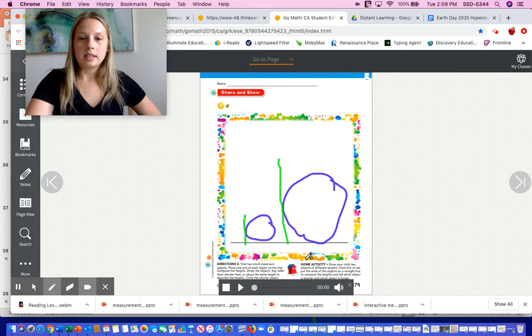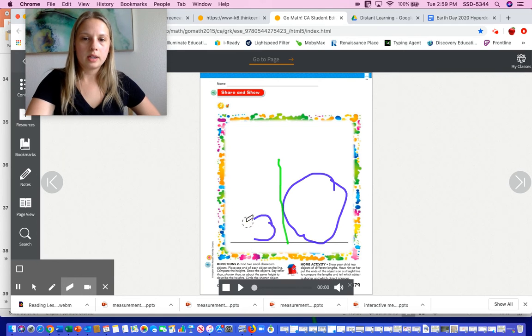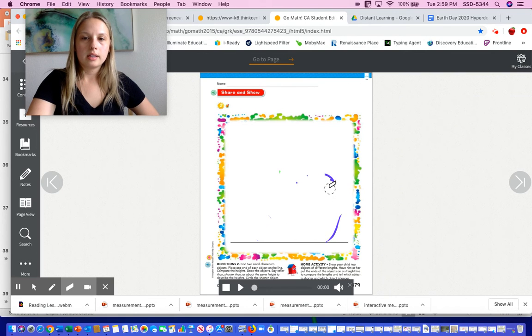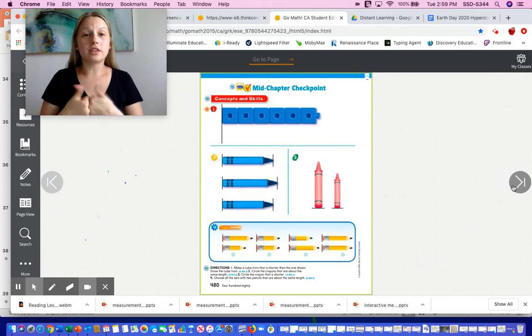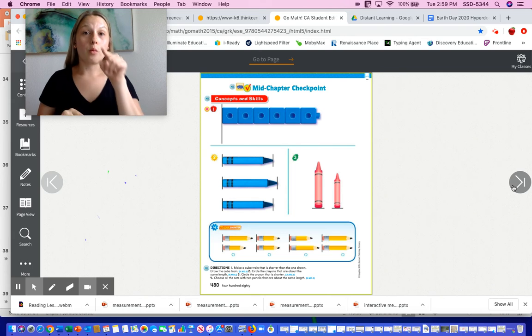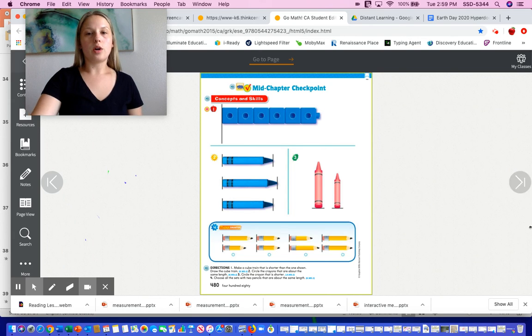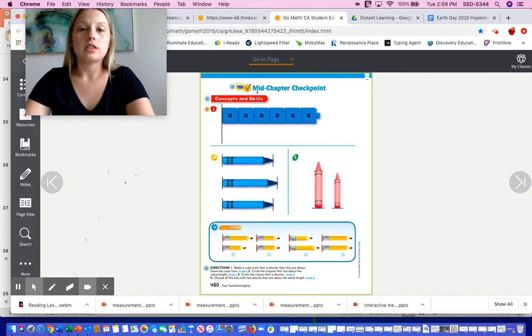All right. And I think, let's see the next page. I think that's it. Okay, very good. We're all done for today's lesson. Now, what I want you to do next is I want you to try to do this page by yourself without Miss Paulino helping. I'm going to help you with directions first. So it's mid-chapter checkpoint. So we're just going to check to make sure you know what's going on.